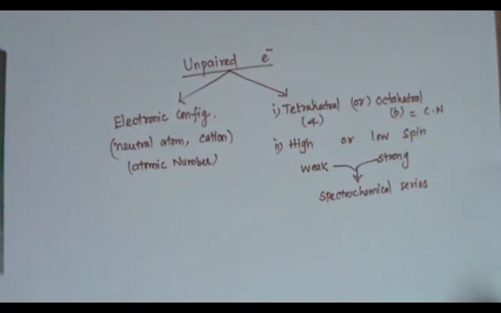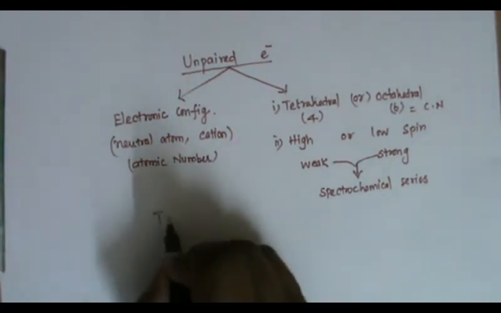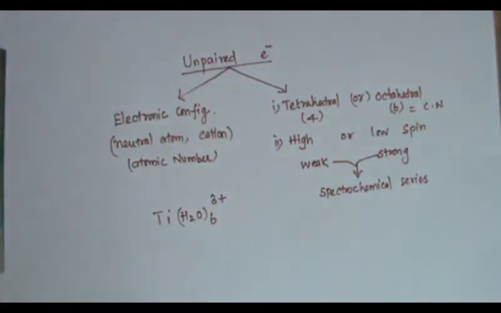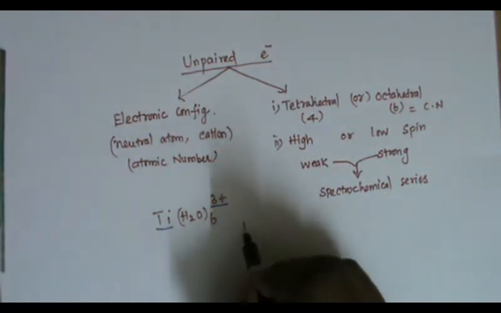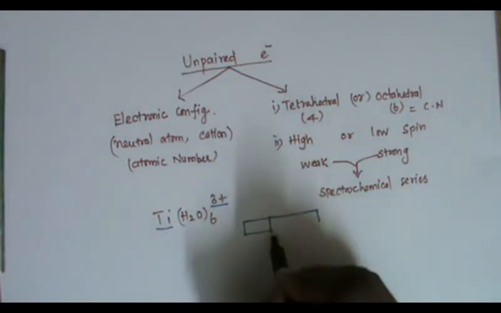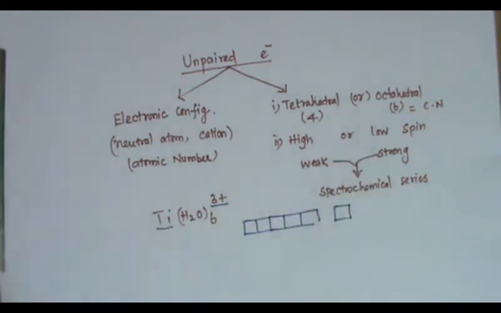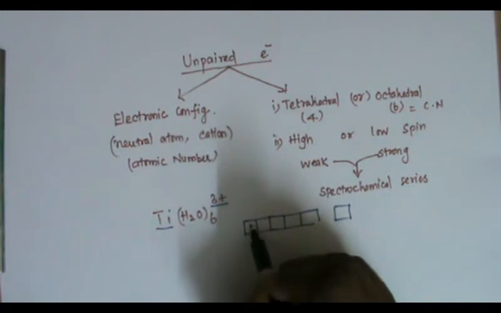I go for some problem. Consider this titanium 3+. This is a very well known complex. Here the titanium is in the 3+ oxidation state. So as soon as I say this, I can say it is in the 3+ oxidation state. That means, since the number of electrons in titanium is 4, since it is 3+, 3 I remove, so it will be like this.